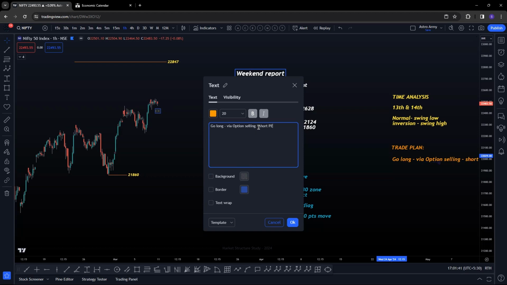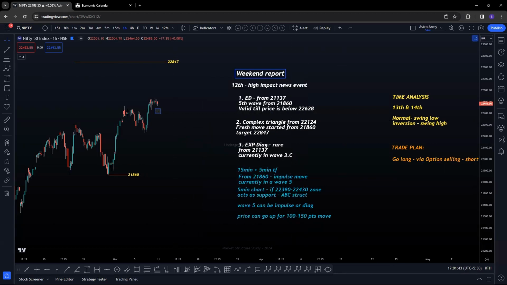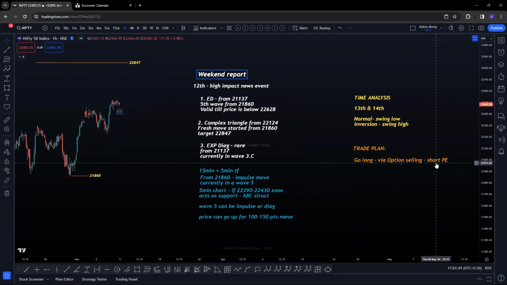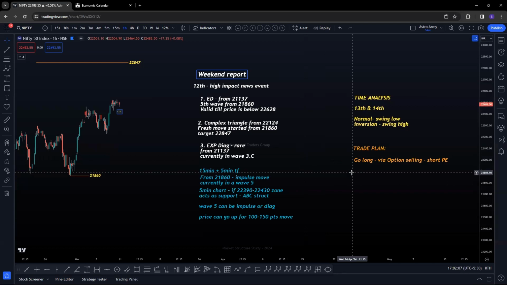Short PE. Right now, again, basic knowledge, you can take far out of the money or out of the money. That's up to you how you plan it. But I'll short PE. I don't want to discuss strike price and all that, because there can be people who have not had experience in option selling, and they might copy it, and they don't know how to manage the positions. So my preference is I don't share the strike price, what I'm doing exactly. I just tell my plan. Okay, this is one option I have, going long via option selling.